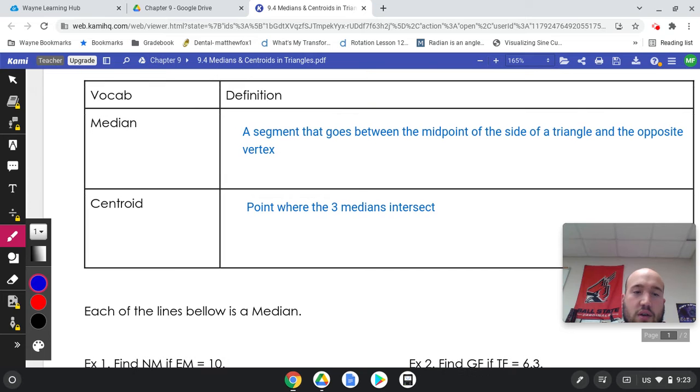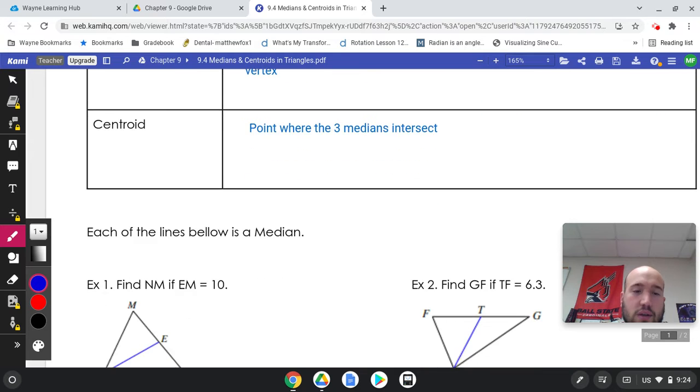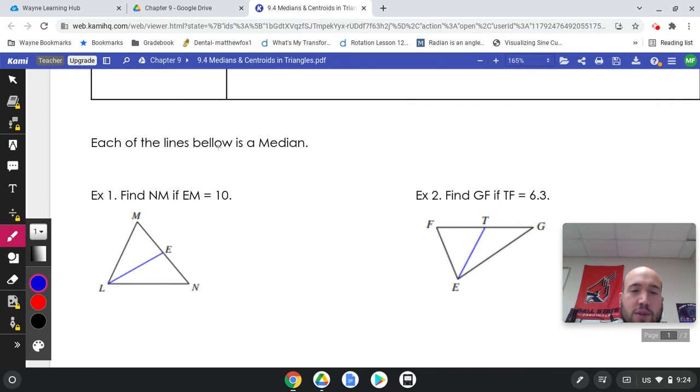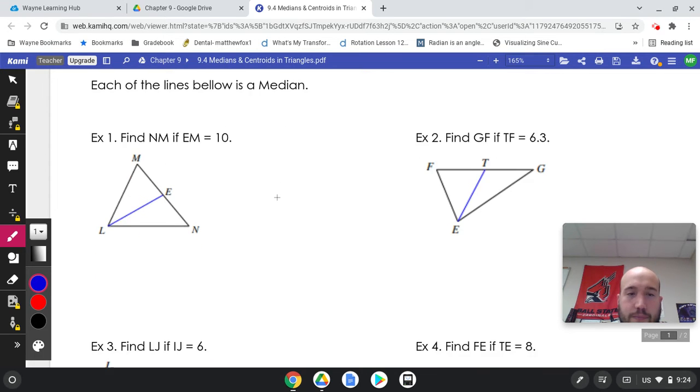Okay, and our centroid then, we talked about this also on Friday if you were here, but it's the point where these three medians will intersect. Okay, they all cut at one point called the centroid. So if we look here, I made a misspelling here, but each of the lines below is a median. Okay, so obviously I misspelled it.